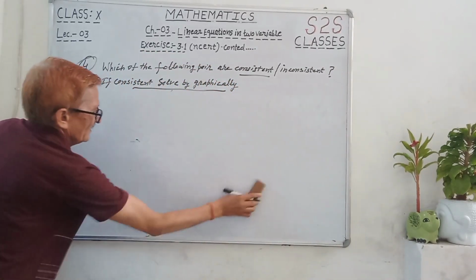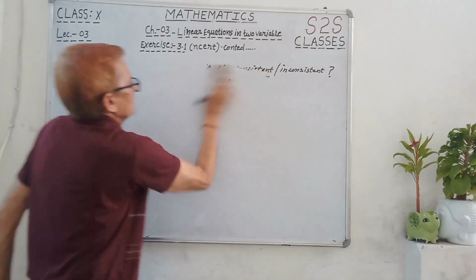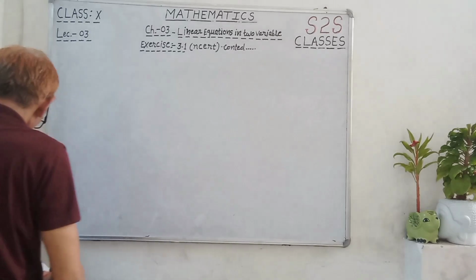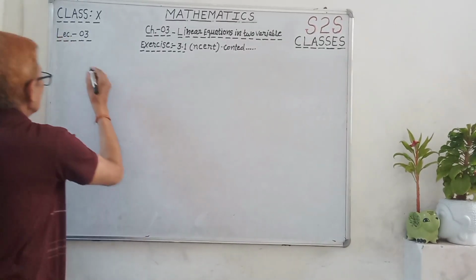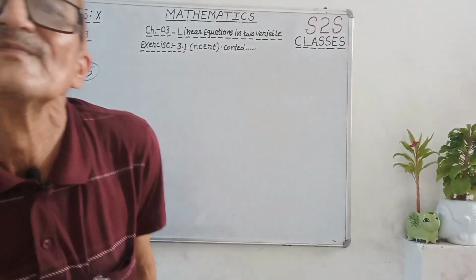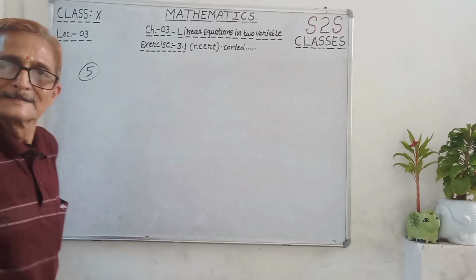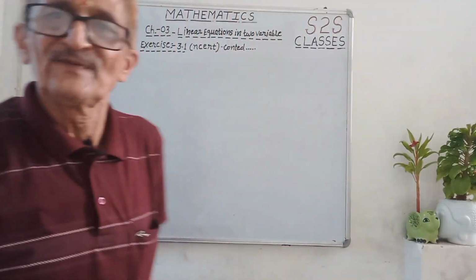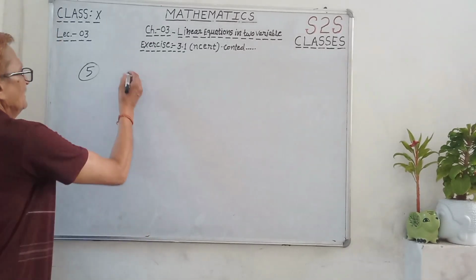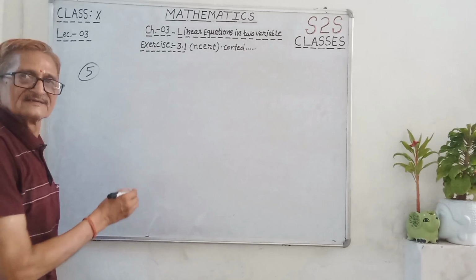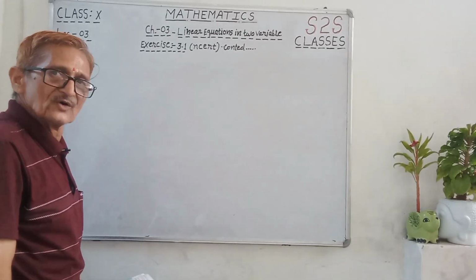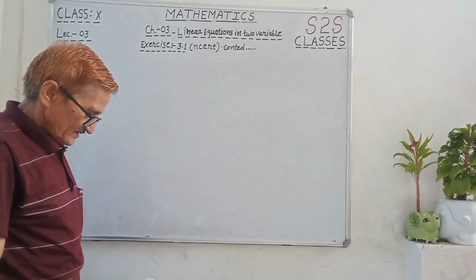Okay. Now similarly, same question, same concept, same part we have to do. Now question number 5 we can do. What is it saying in question number 5? Half the perimeter of a rectangular garden whose length is 4 meter more than its width.